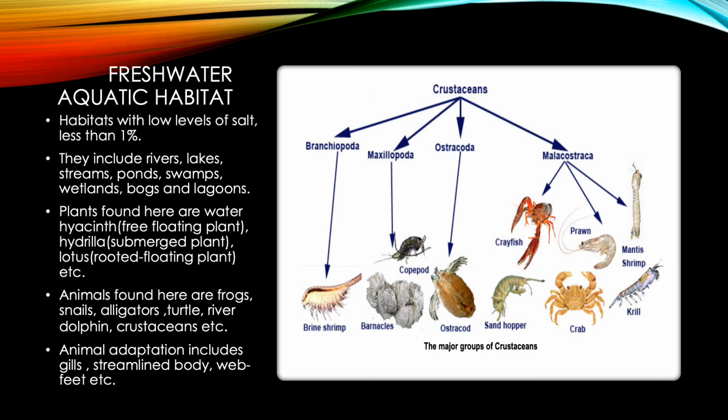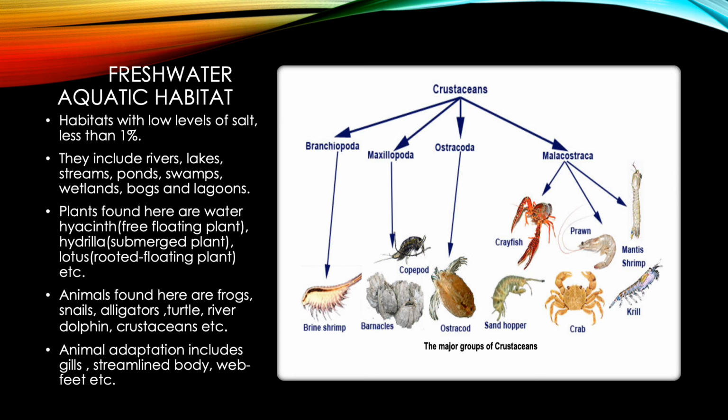Freshwater aquatic habitats. Habitats with a low level of salt, less than 1%. They include rivers, lakes, streams, ponds, swamps, wetlands, bogs, and lagoons. Plants found here are water hyacinth, free-floating plants, hydrilla, submerged plants, lotus-rooted floating plants, etc. Animals found here are frogs, snails, alligators, turtles, river dolphins, crustaceans, etc.